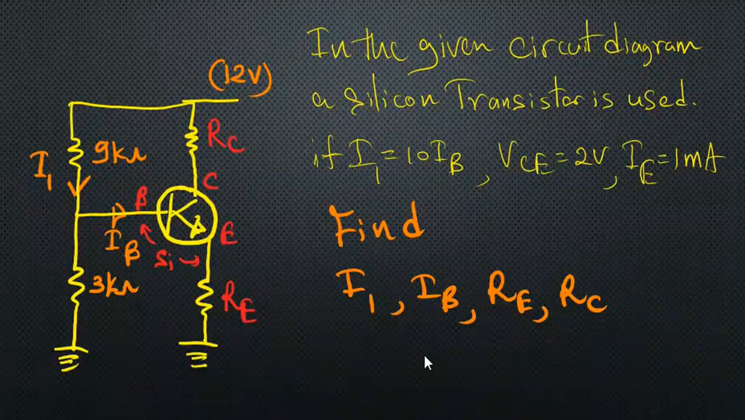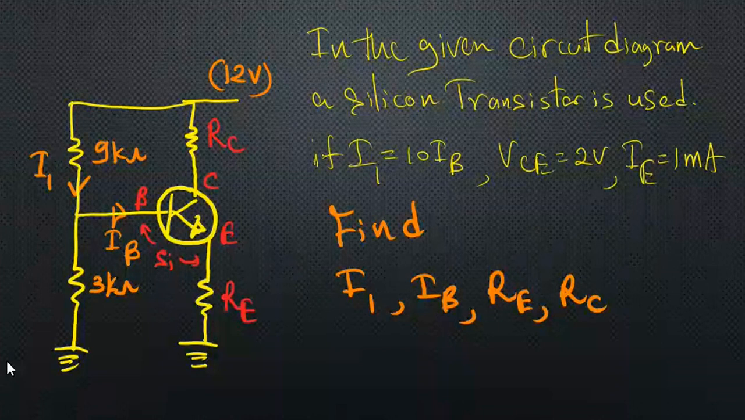In the given circuit diagram, a silicon transistor is used. If I1 equals 10 IB, VCE equals 2 volt, IE equals 1 milliampere, find I1, IB, RE and RC.